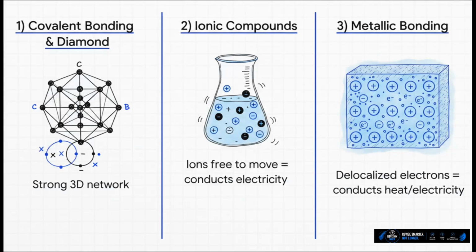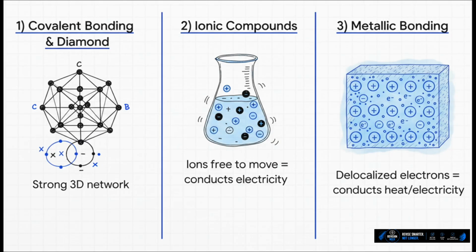Giant covalent structures, like diamond, require a massive amount of energy to melt. Why? Because every single carbon atom forms 4 incredibly strong covalent bonds. Now compare that to ionic compounds. They can only conduct electricity when they're molten or dissolved in water, because that's the only time their ions are finally free to move around.